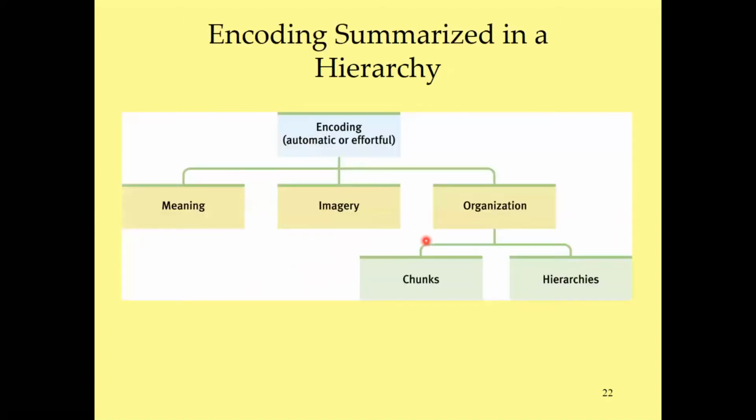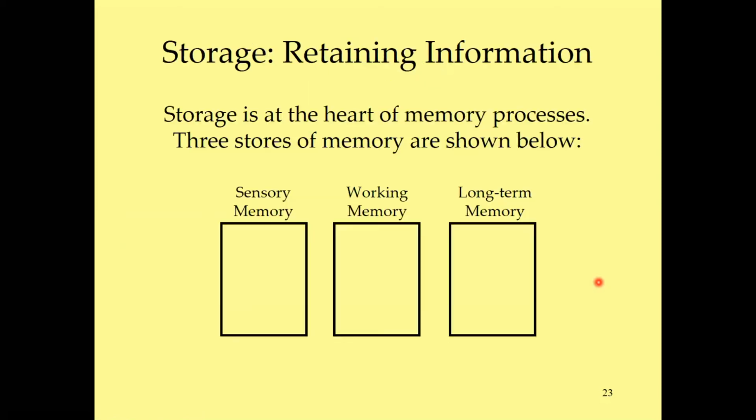You could also do that with what we've just been studying here. So you could take the process of encoding and break that down into the categories of encoding things by meaning, encoding things by imagery, or encoding things on the basis of organization, which could include using chunking or putting together hierarchies. So that particular organization can help you remember.